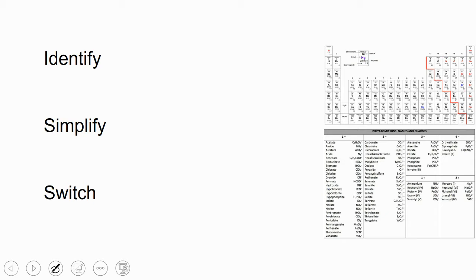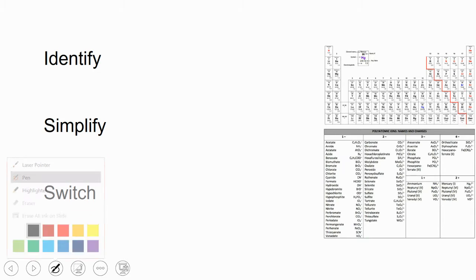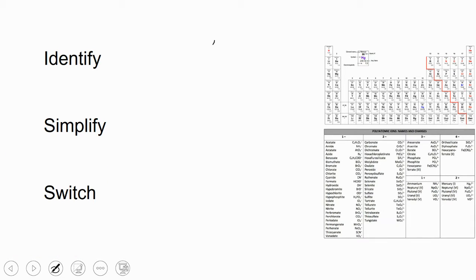and you might remember that that method was called identify, simplify, switch. So on this slide, I'll just go into a little bit more detail about each of these steps, and then we'll get some practice with some example problems on the next slide. So the first part is to identify, and when we say identify, what we're talking about is that for each ionic compound, there are going to be two components. There's going to be a cation and an anion.